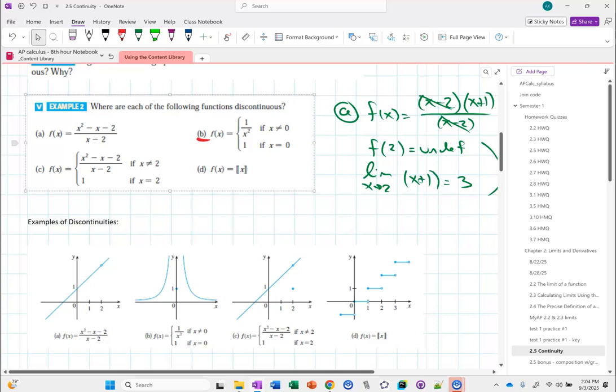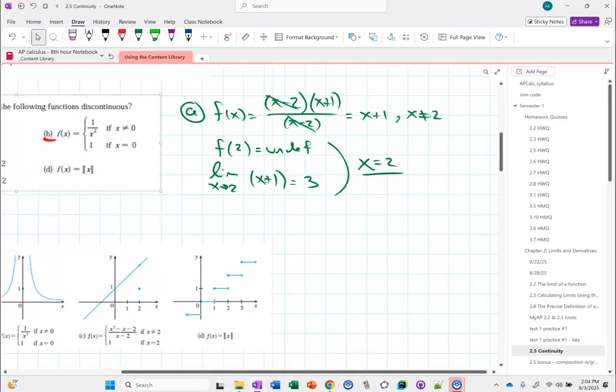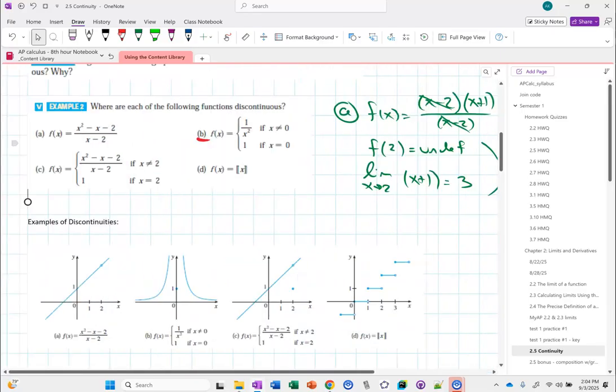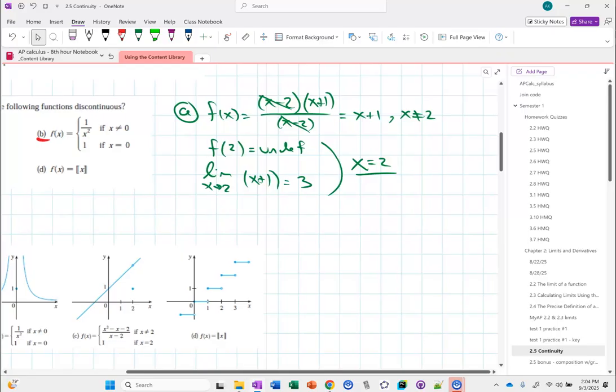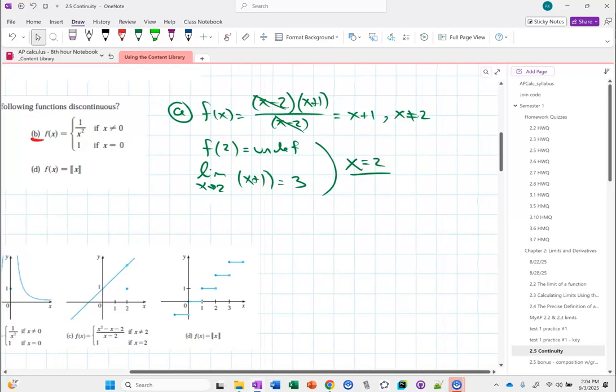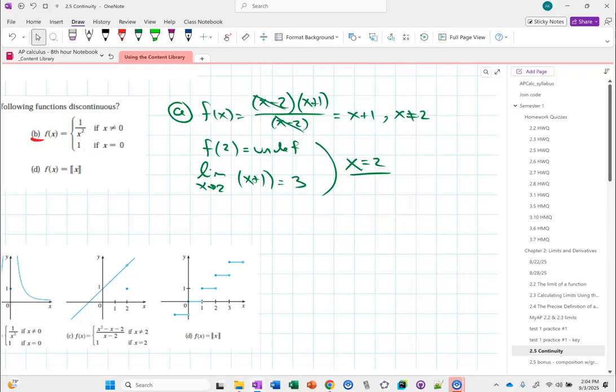All right, if I look at this piece, the 1 over x squared, that's a rational function, continuous everywhere over its domain. The only value of x not in its domain is 0. That's fine, because it's not in this piece of the piecewise anyway. So f of 0 definitely exists. Is it just a point then?